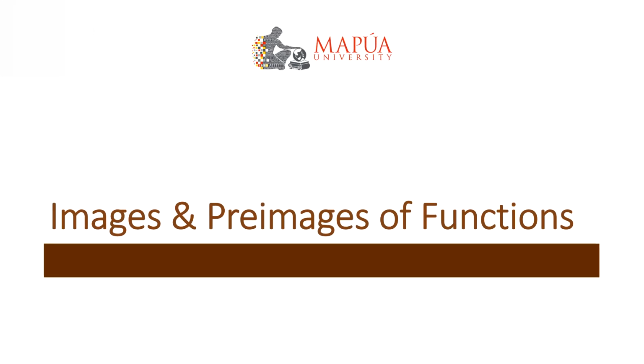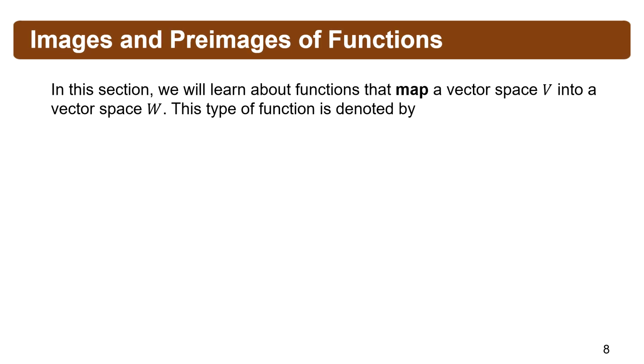The images and pre-images of functions. All right, in this section, we will learn about functions that map a vector space V into a vector space W. This type of function is denoted by T, which means transformation from V to W.